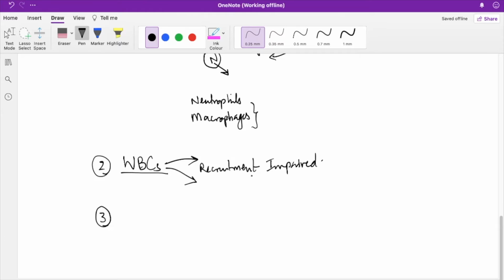So now you have seen our immune cells, neutrophils and macrophages. So third is, these cells themselves become dysfunctional. Various pathways in these cells get dysfunctional, so the efficiency of these cells will also decrease. So the third reason is dysfunction of neutrophils and macrophages.